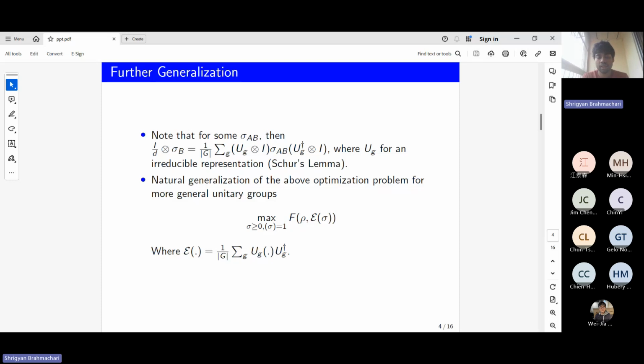Next, we thought maybe a better generalization of the problem is this. Right now we know that this algorithm that we have works for a specific kind of twirling channel, which is basically the partial trace. It gives you identity tensor sigma B. So is it possible that the same algorithm would work if you do some general unitary group twirling? Again, I've written the notation over here.